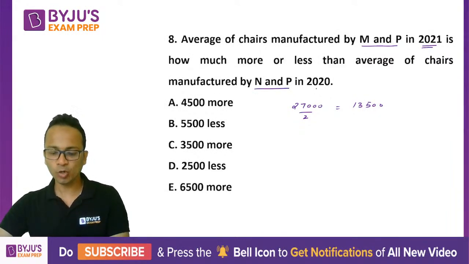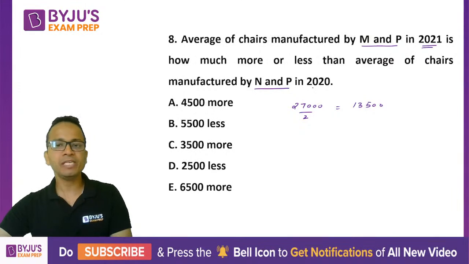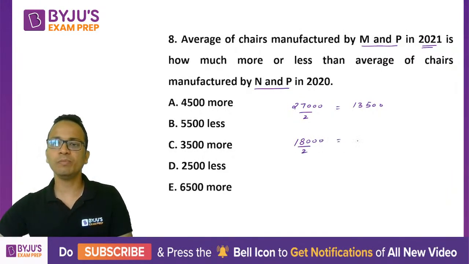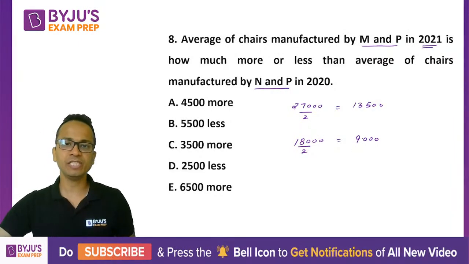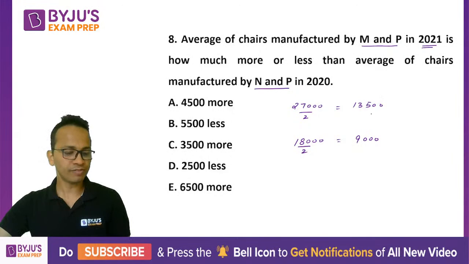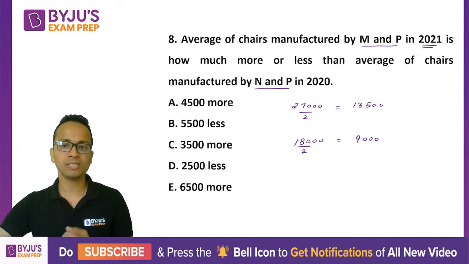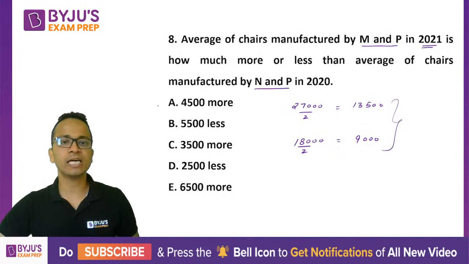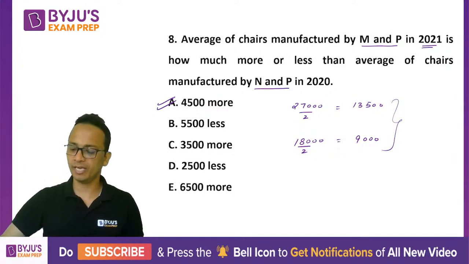Is how much more or less than the average of the chairs manufactured by N and P in 2020. So N and P in 2020 is 10,000 and 8,000, that is 18,000 divided by 2, which will be 9,000. So again we have to find the difference between these two. So 13,500 is 4,500 more than 9,000. So the difference between these is 4,500. So the correct answer will be option A.